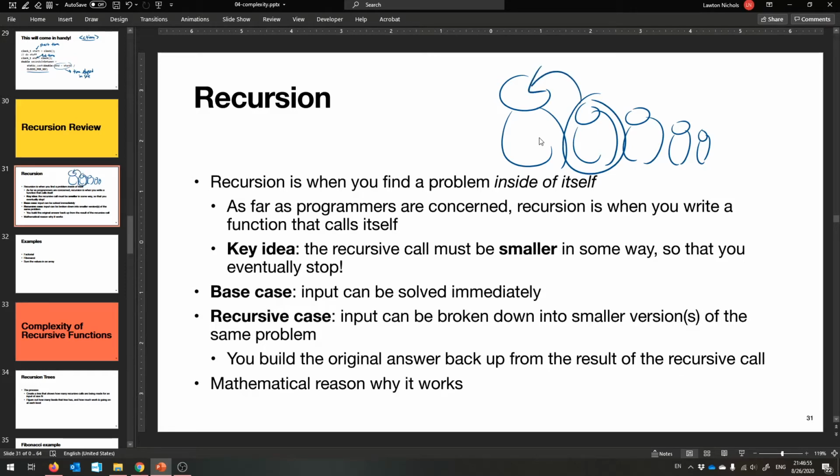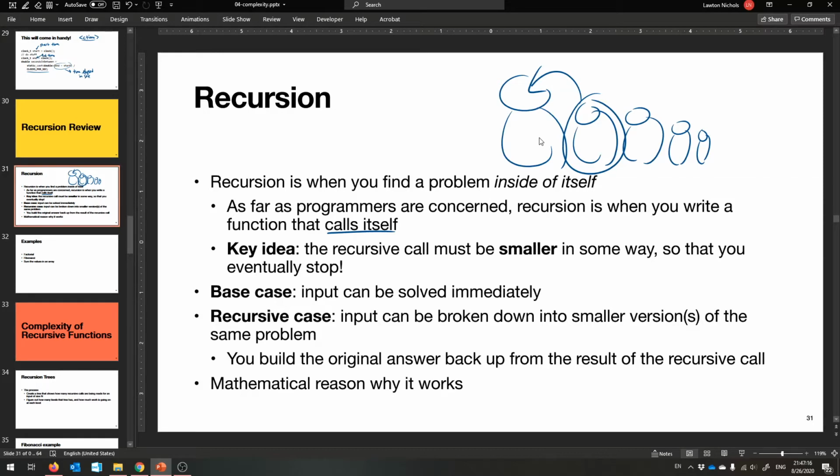Okay. So recursion for programming is you're writing a function and it's calling itself, usually explicitly. You might have to go through a few function calls to call itself again, but normally in this class, the functions that you write are just going to call themselves. Okay, and that's what recursion is.